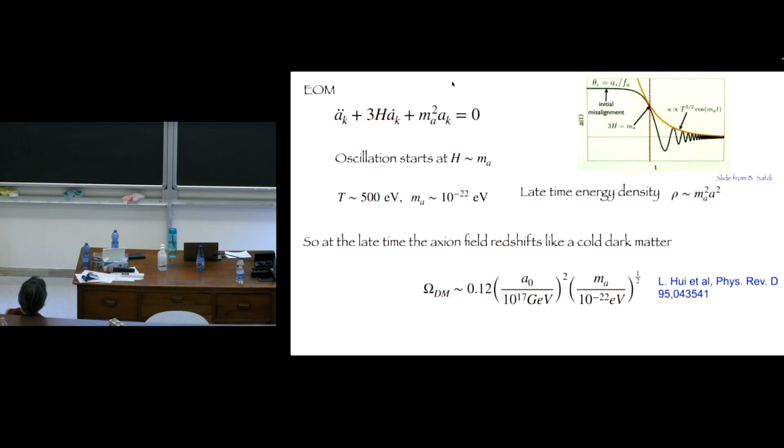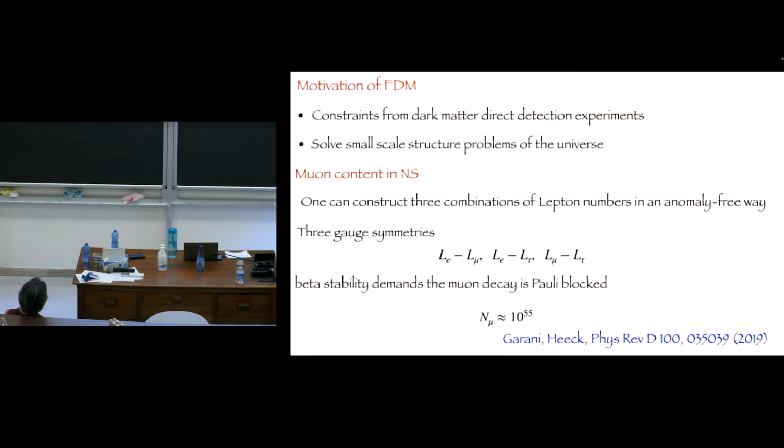So you need a very high scale to produce that dark matter, of the order of, say, GUT scale, and you have a very small mass to get a typical relic density of 0.12. So this is the brief motivation: the core-cusp problem and the direct detections.